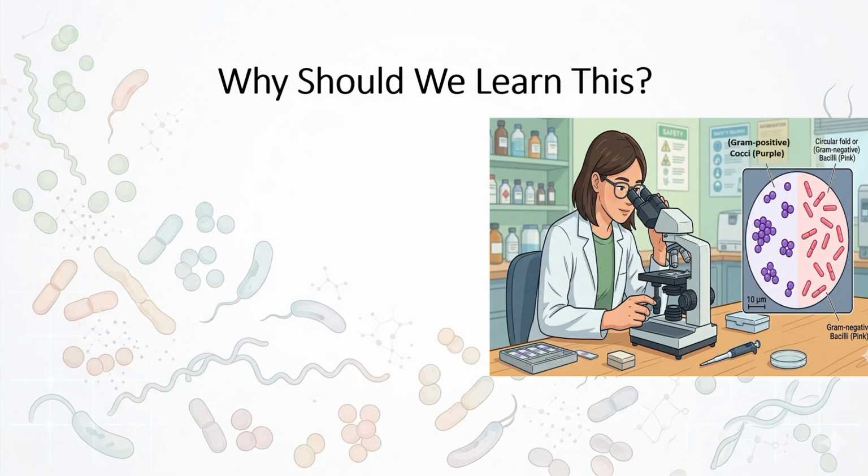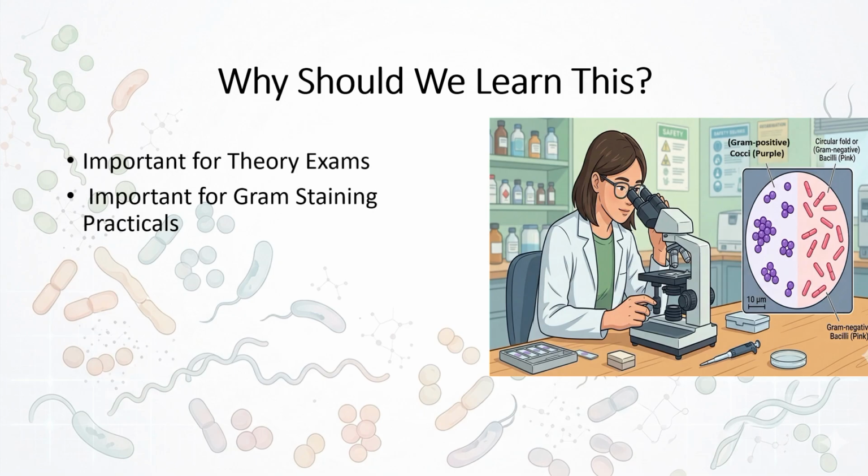Okay, now let's start. So, first of all, why are we even learning this? Why are we even studying different shapes and what is the importance of this? What is the relevance of this topic in our subject? When we observe bacteria under the microscope after gram staining, we don't simply say it is round or rod shaped bacteria. We use proper scientific terms like cocci, bacilli, spirillum. So this is very important for both the theory exams and for the practical exams too.